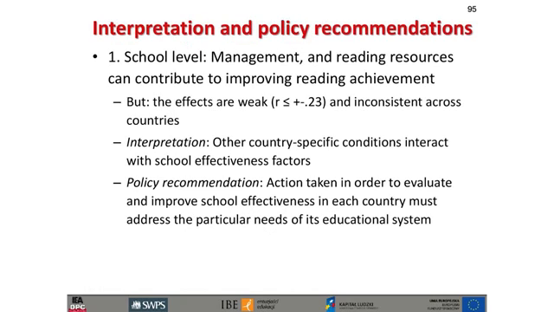Okay, what are the interpretations and policy recommendations from these results? So first of all, there was this research question on the school level. We have management and reading resources. And the question was if they contribute to improving reading achievement. Yes, but the effects are weak and inconsistent across countries. And the interpretation is that most probably other country-specific conditions interact with school effectiveness factors that were included into the model. And the policy recommendation would be that action taken in order to evaluate and improve school effectiveness in each country must address the particular needs of its educational system.